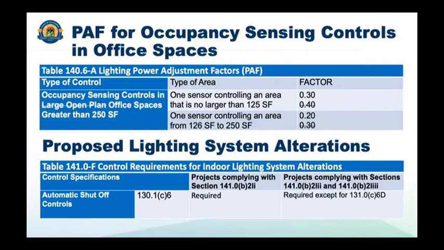And then another proposed change is for the alteration part of the code. It is proposed that the new multi-zone occupancy sensing controls requirements are applicable for the alteration installations when it meets the indoor lighting power requirements of section 140.6.